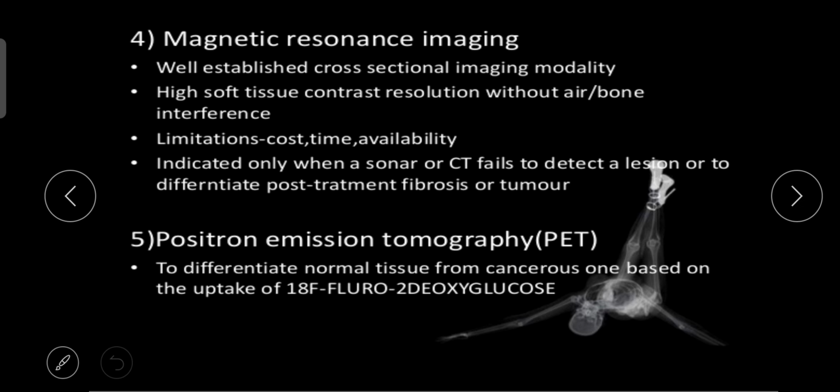Okay. Next one is positron emission tomography, or PET. It differentiates normal tissue from cancerous tissue based on the uptake of 18 fluoro-2-deoxyglucose. Positron emission tomography, PET test.